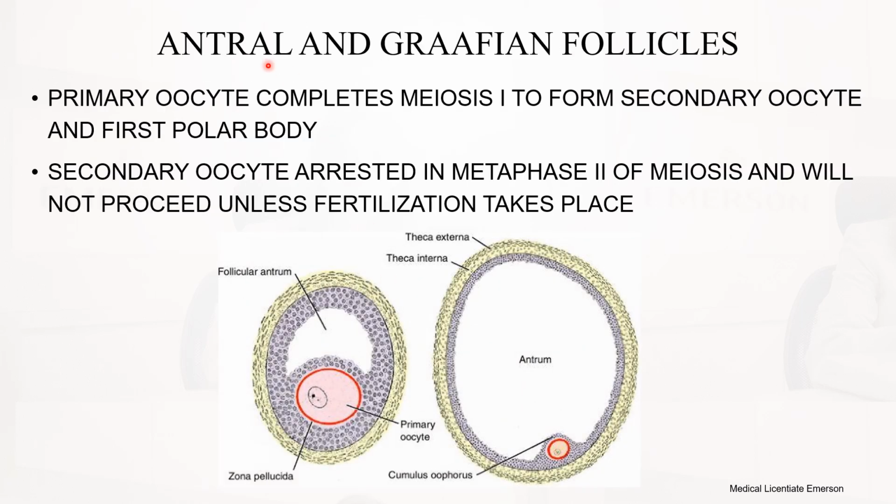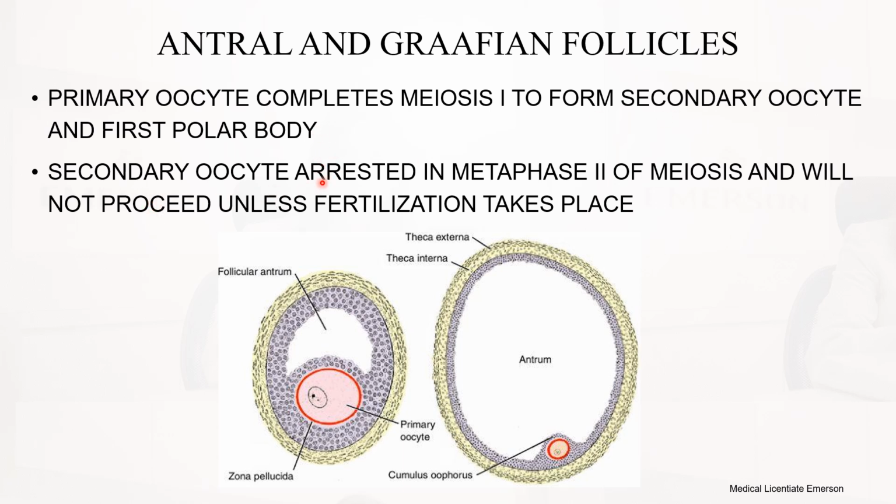Okay, so we are going to start with the antral and the Graafian follicles, in the primary and secondary phase. In the primary oocyte, after puberty, it starts to complete meiosis 1 to form the secondary oocyte and the first polar body. Meaning in the antral phase during puberty, it just completes meiosis 1. Then it goes on to form the secondary oocyte and the first polar body.